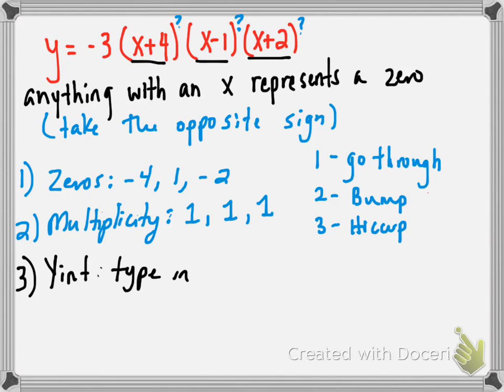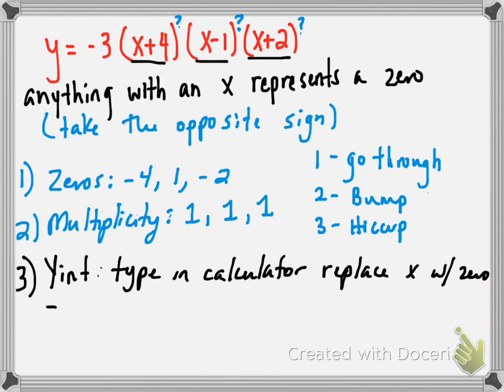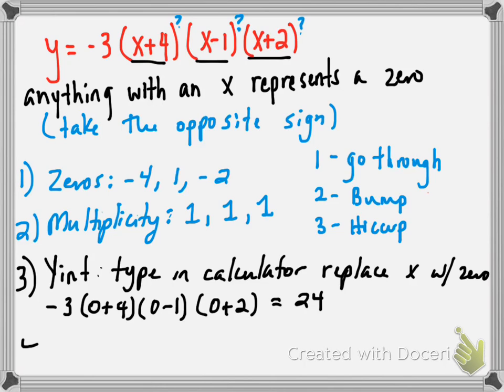To find the y-intercept, basically type in the function in your calculator, replace each x with 0. So if you type that in exactly how it is, we're going to replace each x with 0. We get an answer of a y-intercept at 24. End behavior, you need to refer to the chart that's in your notes. End behavior is degree and lead coefficient, you look for odd or even degree, positive or negative lead coefficient, then that tells you how your end behavior is. Once again, look at the chart in your notes.